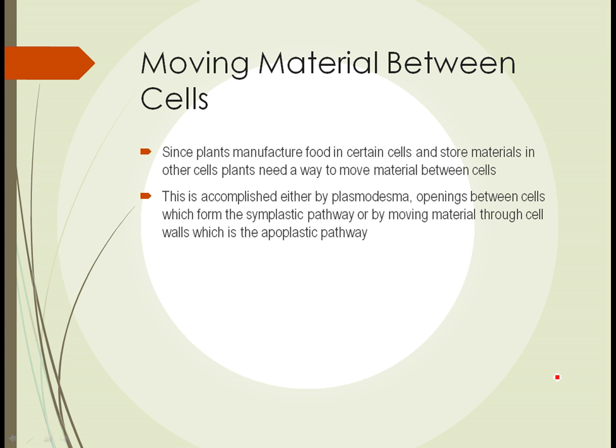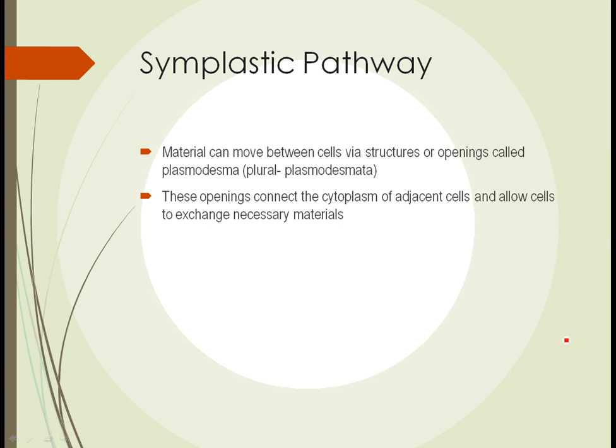Now, as Hook observed, these cells were individual compartments. But it's obvious that plants can take up water and nutrients from the ground through their roots and move these things all through the plant, wherever they need to go. How do they accomplish that if they consist of these individual compartments? They have a couple of ways to do it. They're called the symplastic pathway, which is moving things through openings, or apoplastic pathways, which actually moves materials through the cell walls.